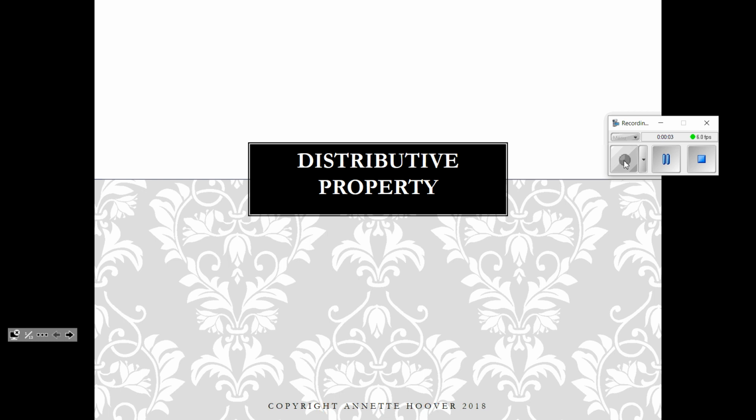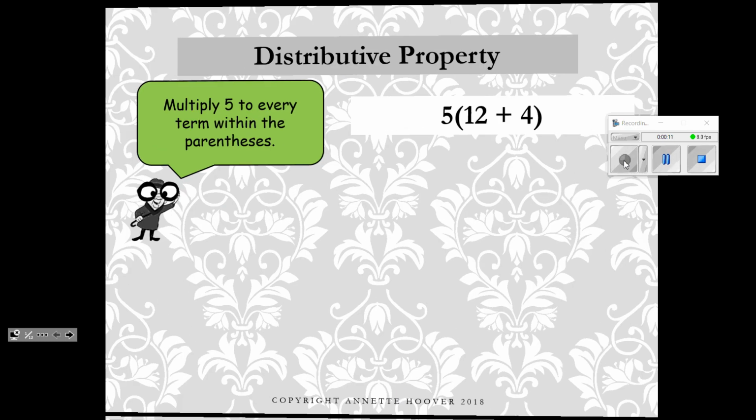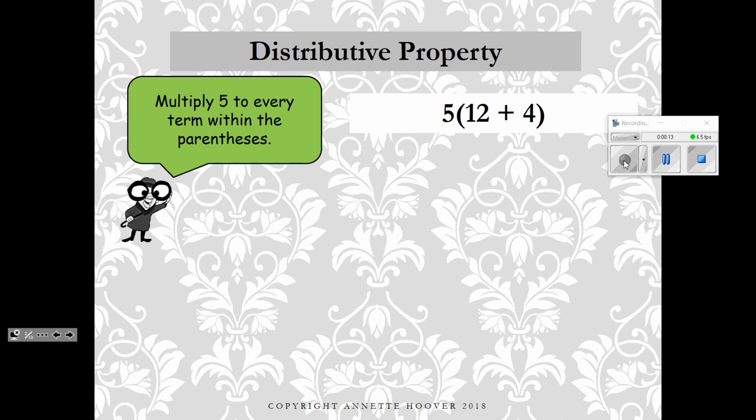Today we're going to be looking at something we call the distributive property, and I'm going to show you why we learn this. So first of all, we have been taught order of operations. And in our order of operations, if you remember, we have PEMDAS, which means that you always do the parentheses first. So if this were a problem on your paper, you would probably look at it and say, oh, I have been taught to do parentheses first.